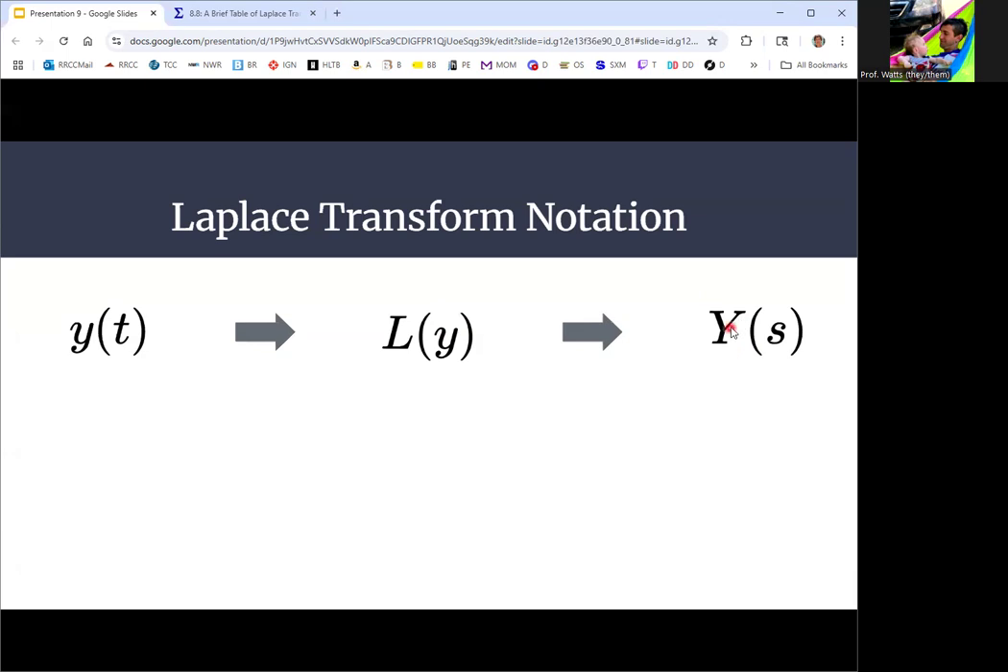And the independent variable changes from t to s. And in general, we use a lowercase letter for the initial function. The Laplace transform will use the same letter, but the capital version of that letter.